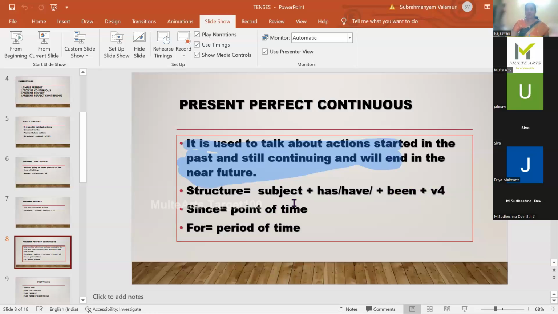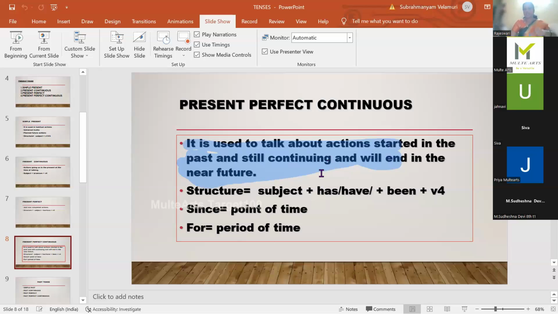So here to identify perfect continuous, we have two different things that I was discussing when we were talking about communication skills: since and for. Since is used for a point of time, for is used for a period of time. We use these two generally here. I'll tell you one: She has been writing the exam since morning.